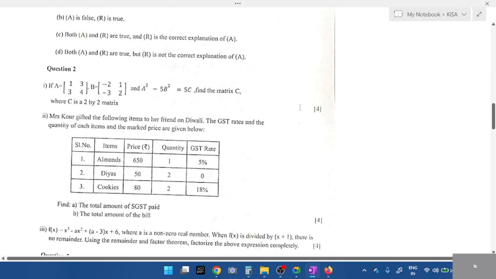Okay, we'll start, students. I'll just explain the easier ones. Give me a minute.